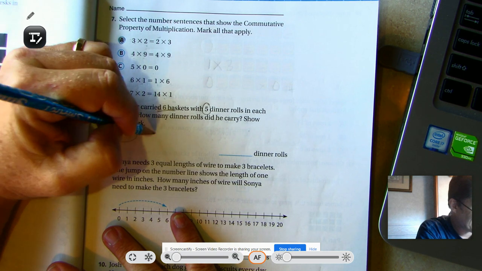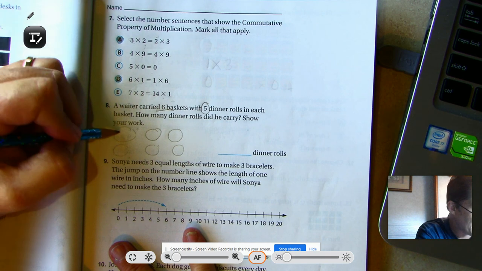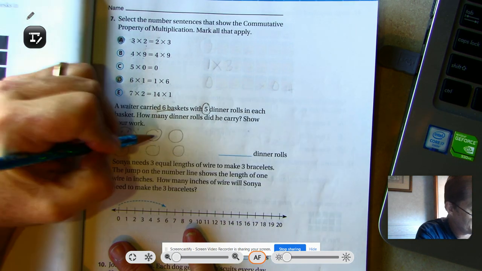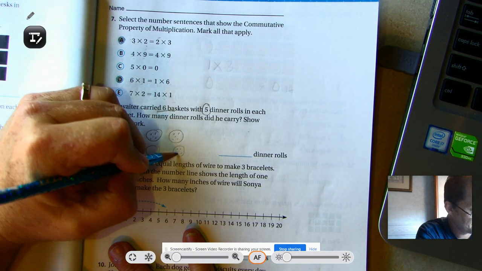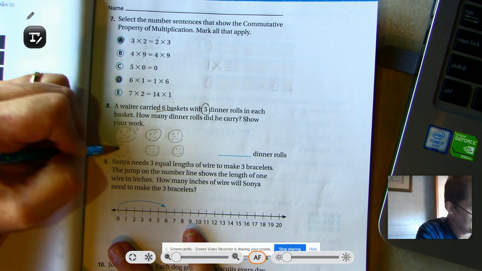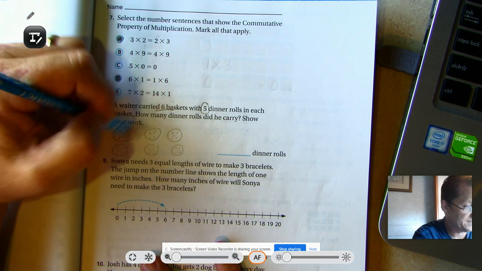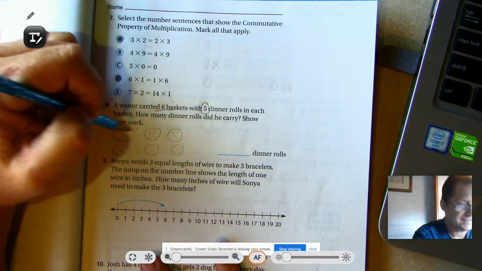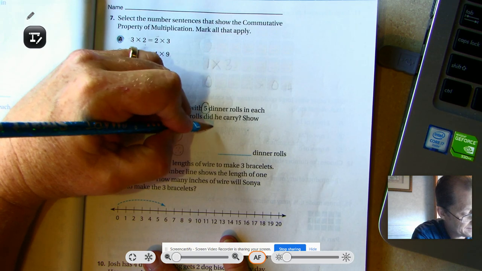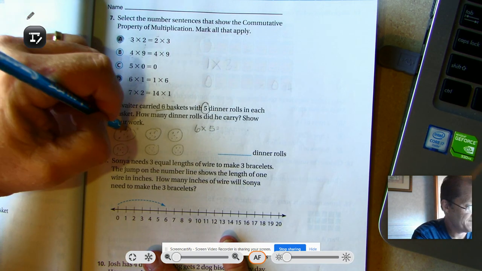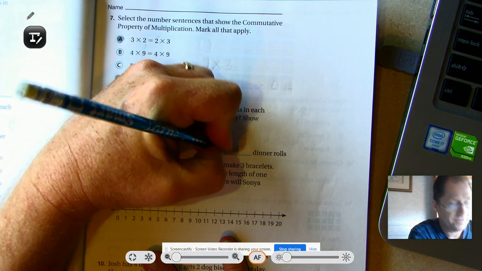I'm going to draw my 6 baskets, and in each basket, I will put 5 dinner rolls. Okay, so the 6 circles represent the baskets. The 5 dots in each circle represent the dinner rolls. My multiplication problem will be 6 times 5: 5, 10, 15, 20, 25, 30. 30 dinner rolls.